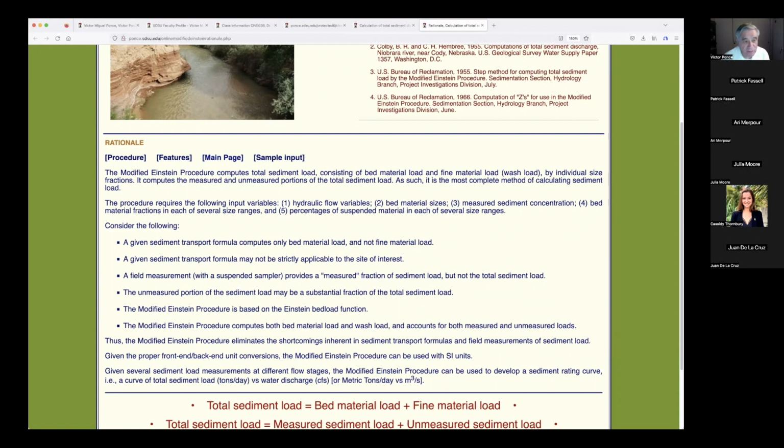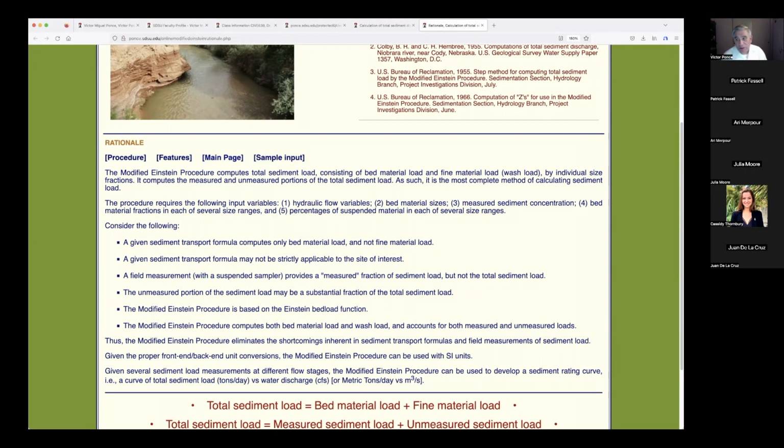And so we consider the following as a general statement. A given sediment transport formula computes only bed material load and not fine material load. But they are doing this. A given sediment transport formula may not be strictly applicable to the site of interest. In this case, it is applicable presumably because they're actually doing the measurement at a site. A field measurement with a suspended sampler provides a measured fraction of sediment load, but not the total load.